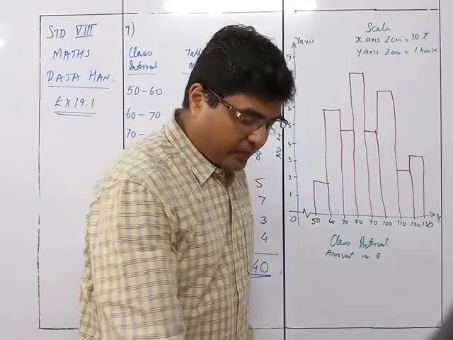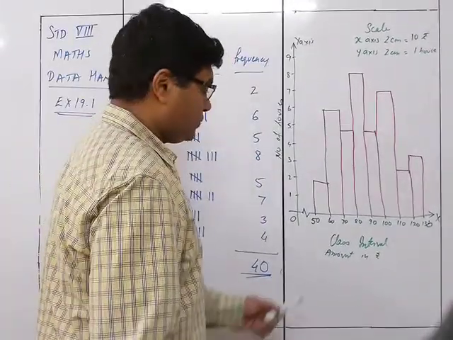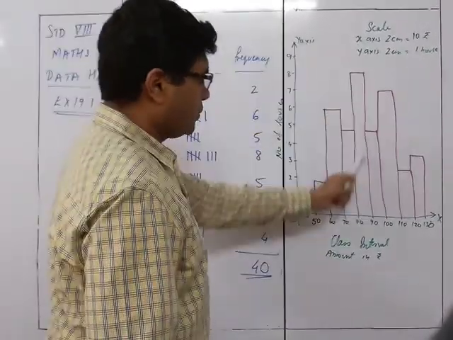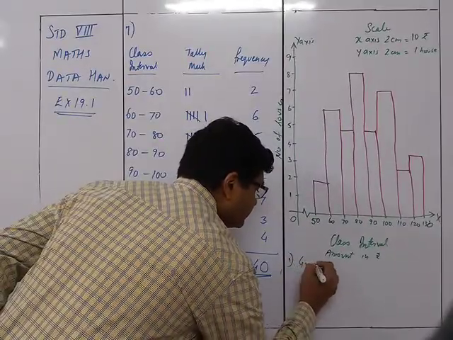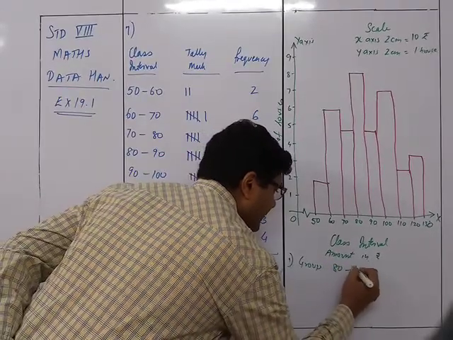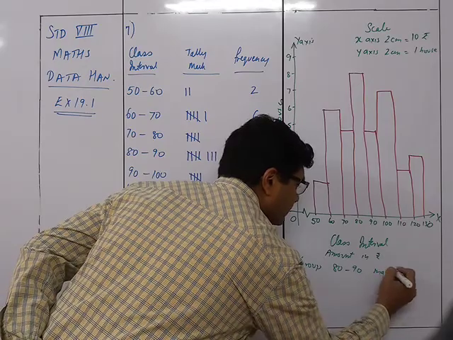They ask you certain questions now. Which group has the maximum number of houses? So which is the maximum number of houses? It is the group 80 to 90. The first answer is group 80 to 90 has the maximum houses.